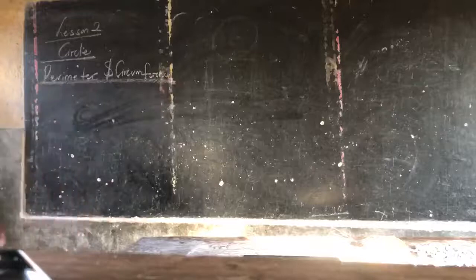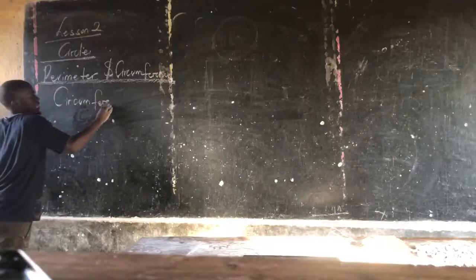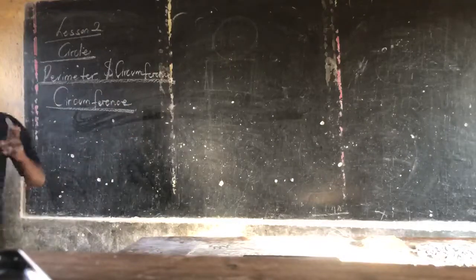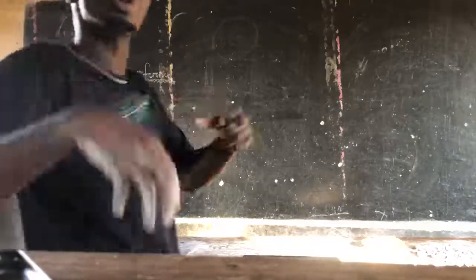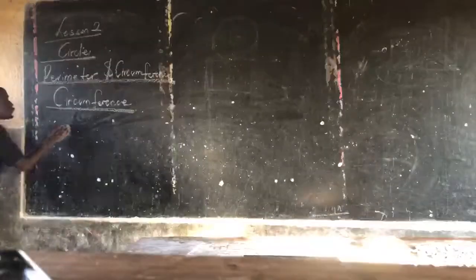Let me start with the circumference of a sector. Let's get the circumference of a sector. Sectors are parts of a circle. Circles are in fractions here. For example, we are dealing with a full circle.